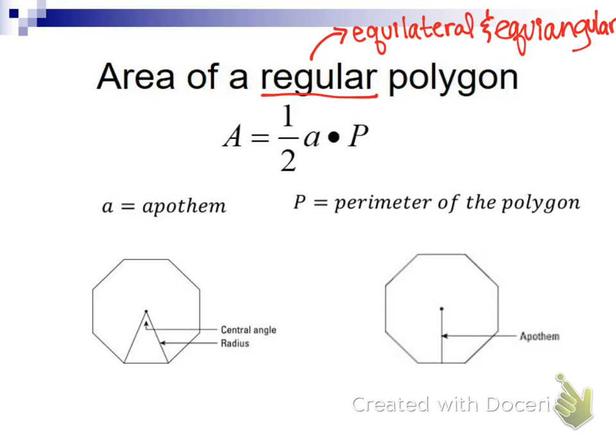All right, when we talk about the area of a regular polygon, the formula is not very complicated. 1/2 times little a times capital P. It is important that we write down that little a stands for apothem, and that capital P stands for the perimeter of the polygon.